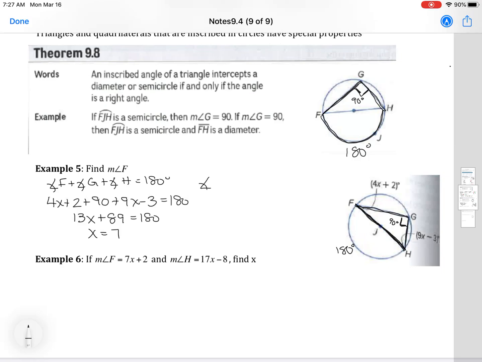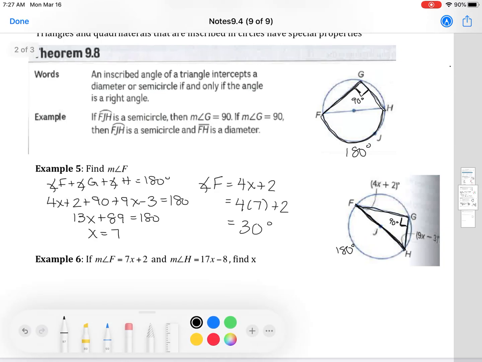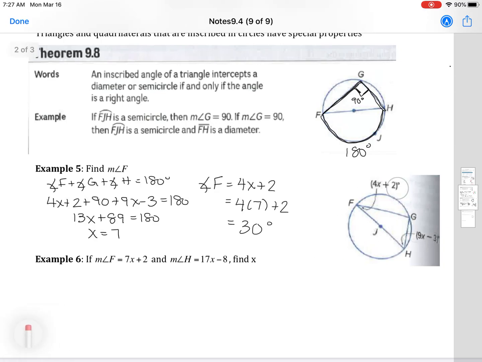Now the question wants to know what F is. F is our 4x plus 2. So you take that 7 and substitute it in, and you end up with 30 degrees for your angle. If you treat number 6 the exact same way, the only difference is it's the same diagram, it's just the picture's different.